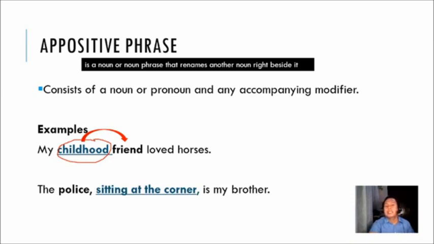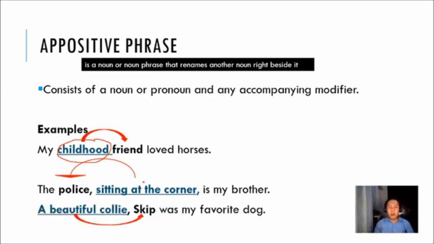Next one: The police sitting at the corner is my brother. We can have the sentence, the police is my brother, but you are giving more information about the police, making sitting at the corner an appositive phrase referring to the police. We can always delete sitting at the corner and say the police is my brother. That's all right. But appositive phrases are placed in a sentence to give more emphasis about your subject.